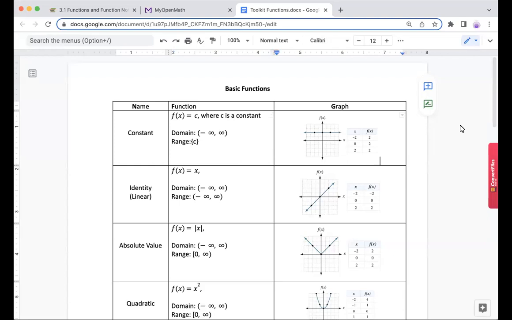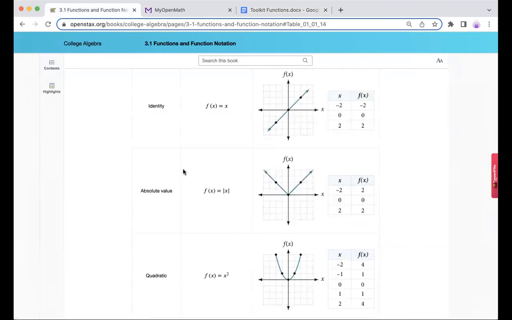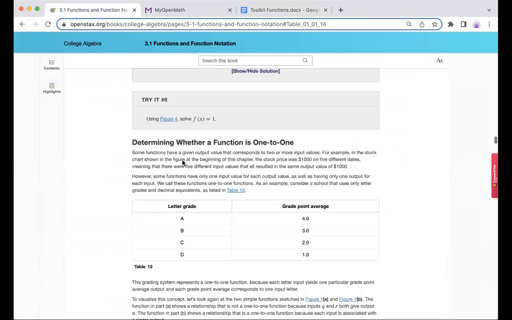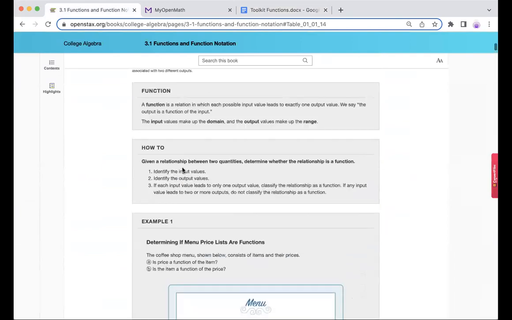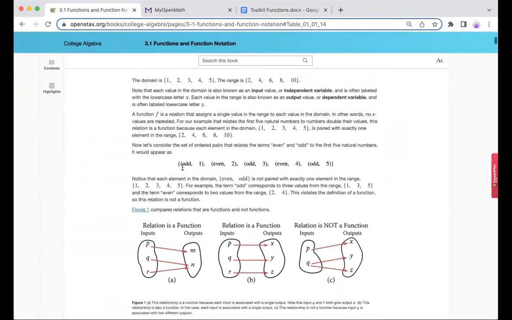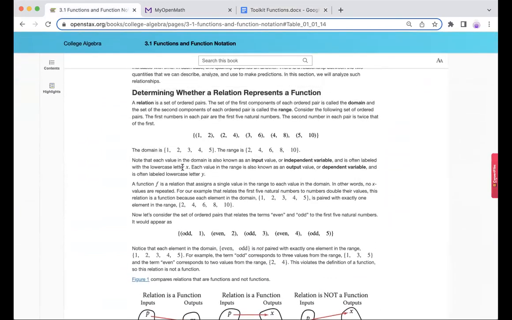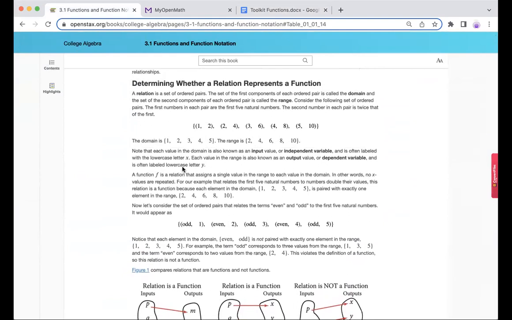Now we're going to learn about the domain and the range of a function. Last time we talked about the domain and the range. The domain would be the x value. Right here, we go back to this one for the function. We have the domain, that would be the first coordinates or the x value, and the range would be the second coordinate or the y value we have here.